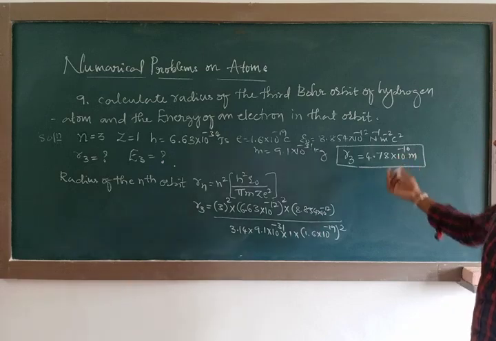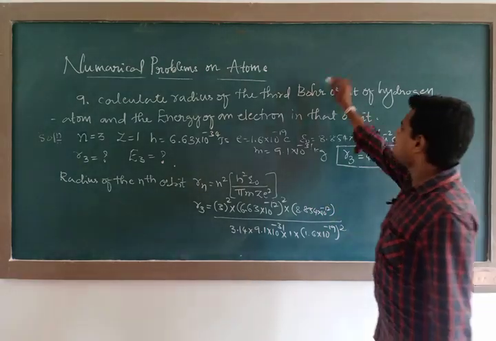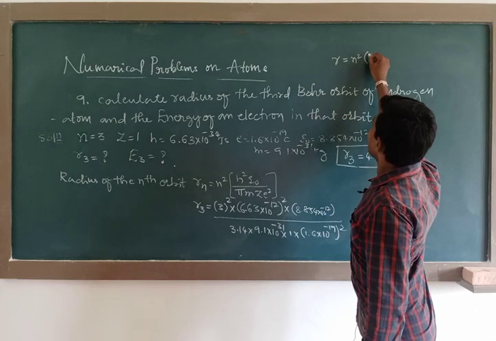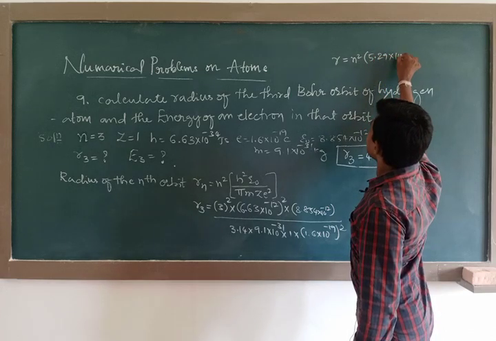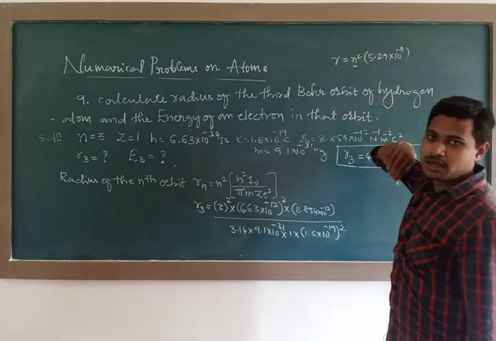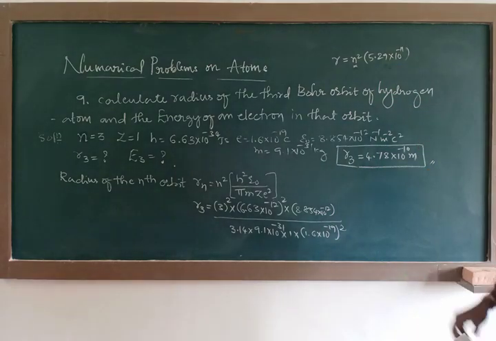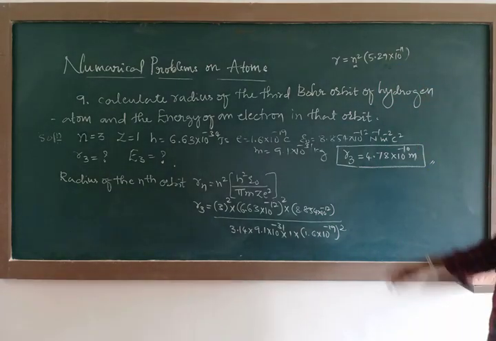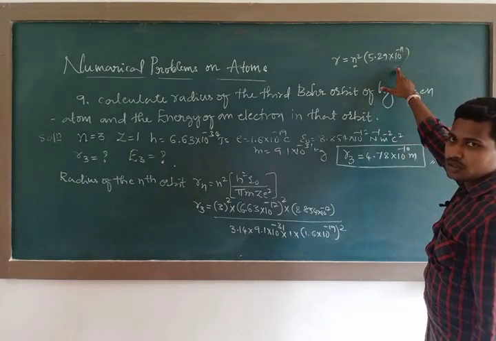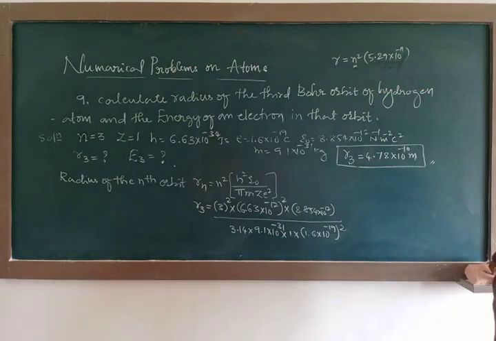Even you can try this in an alternative way. What is that alternative way? We know that for hydrogen atom, the radius R is equal to n square times 5.29 into 10 raised to minus 11 meter. Yes or no? If you multiply by 9 here, you are going to get the same answer. That is nothing but 0.529 angstrom.